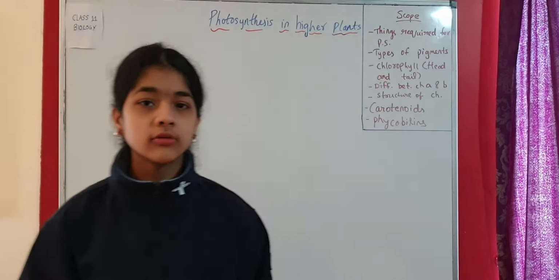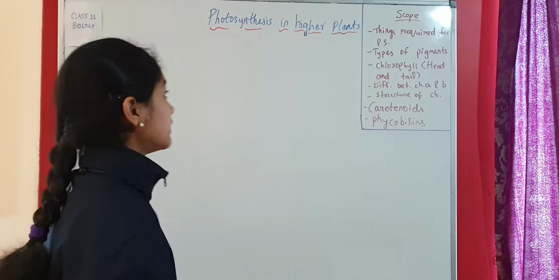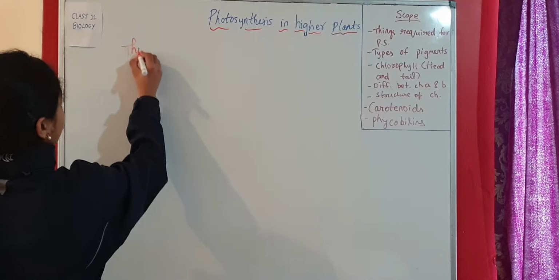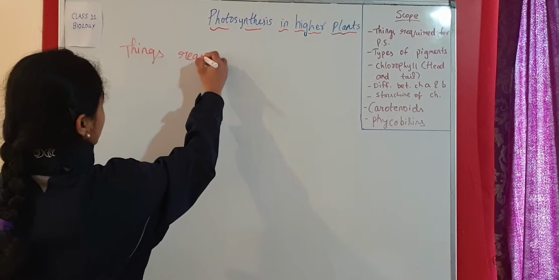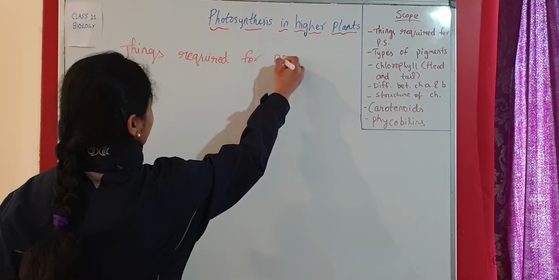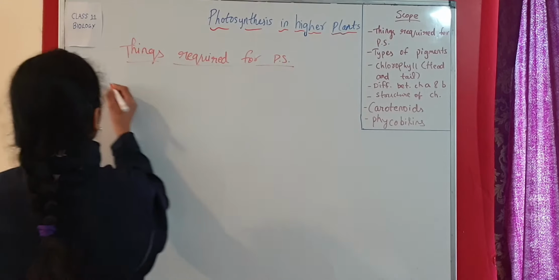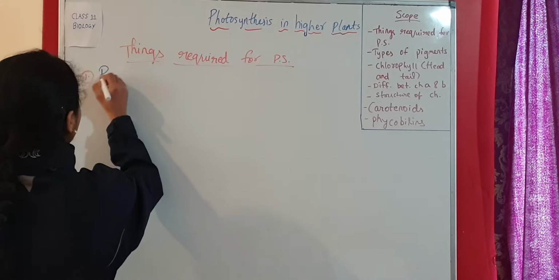In this video, we are going to talk about the pigments that are required for photosynthesis. Before that, let's talk about the normal things that are required for photosynthesis. The first thing that is required for photosynthesis are some raw materials.